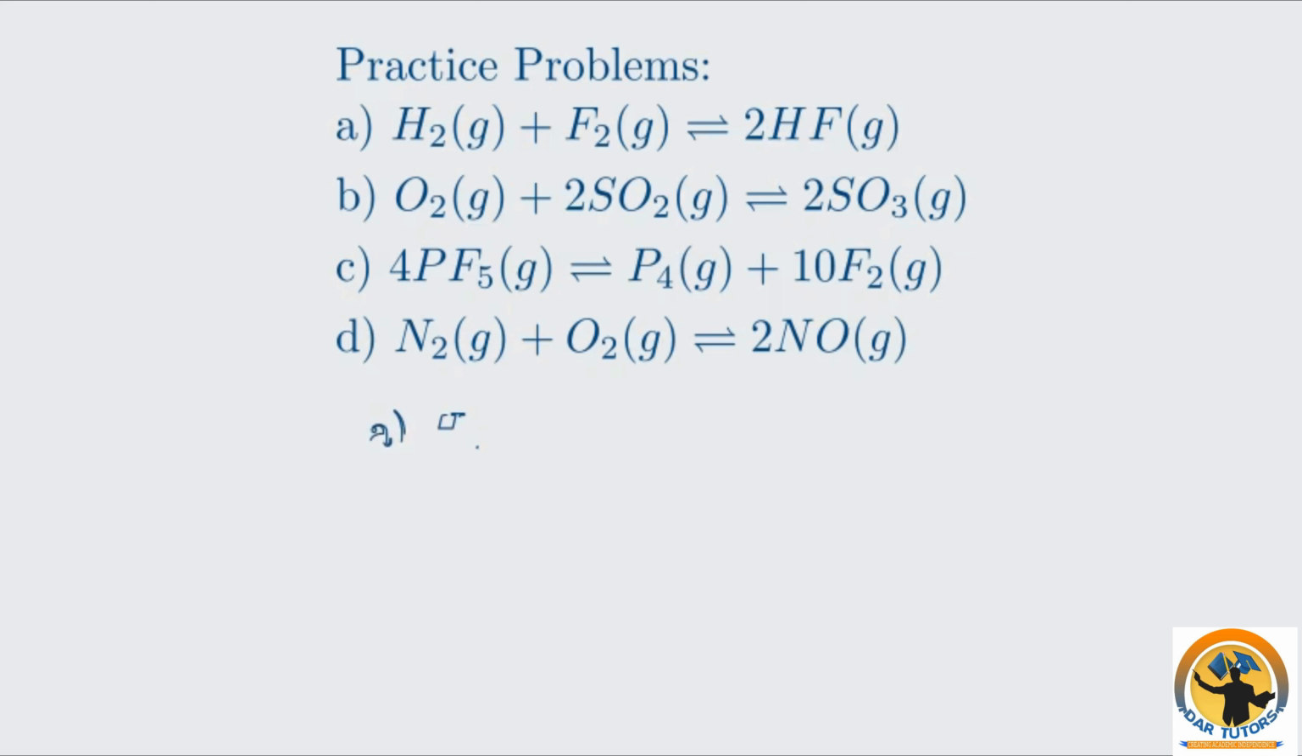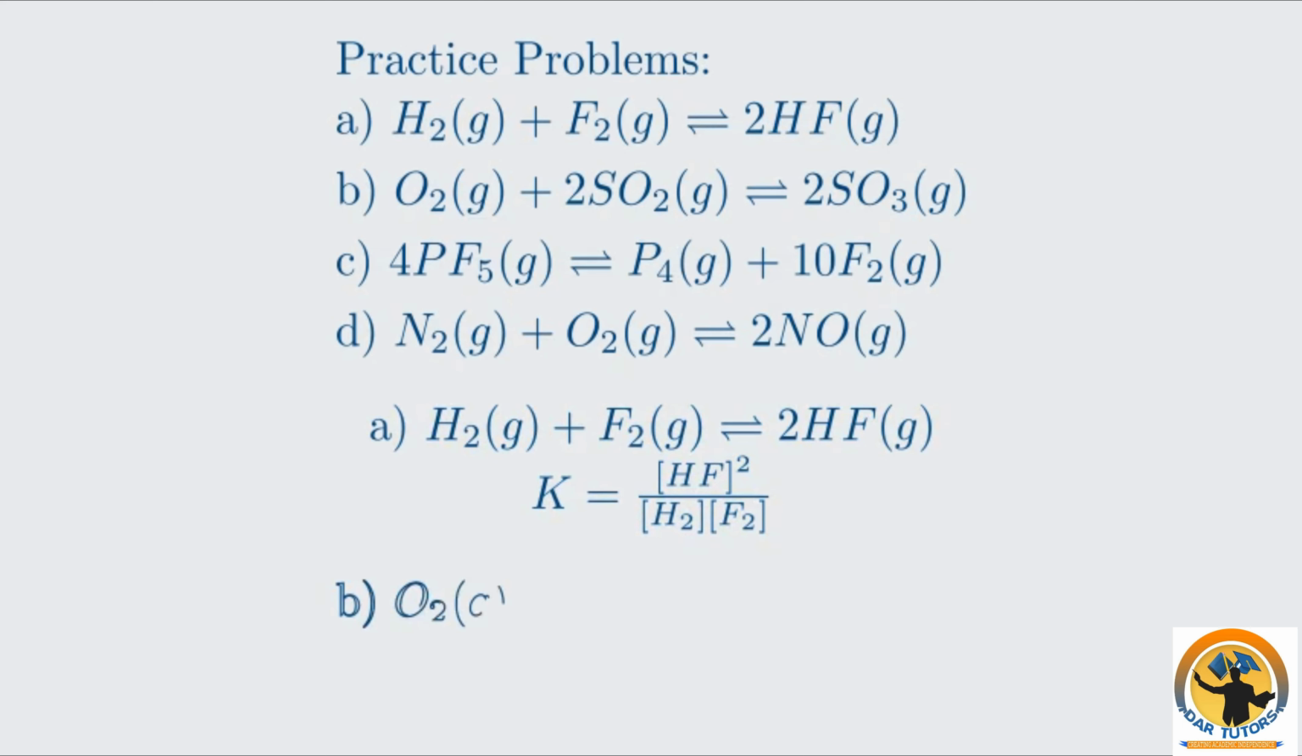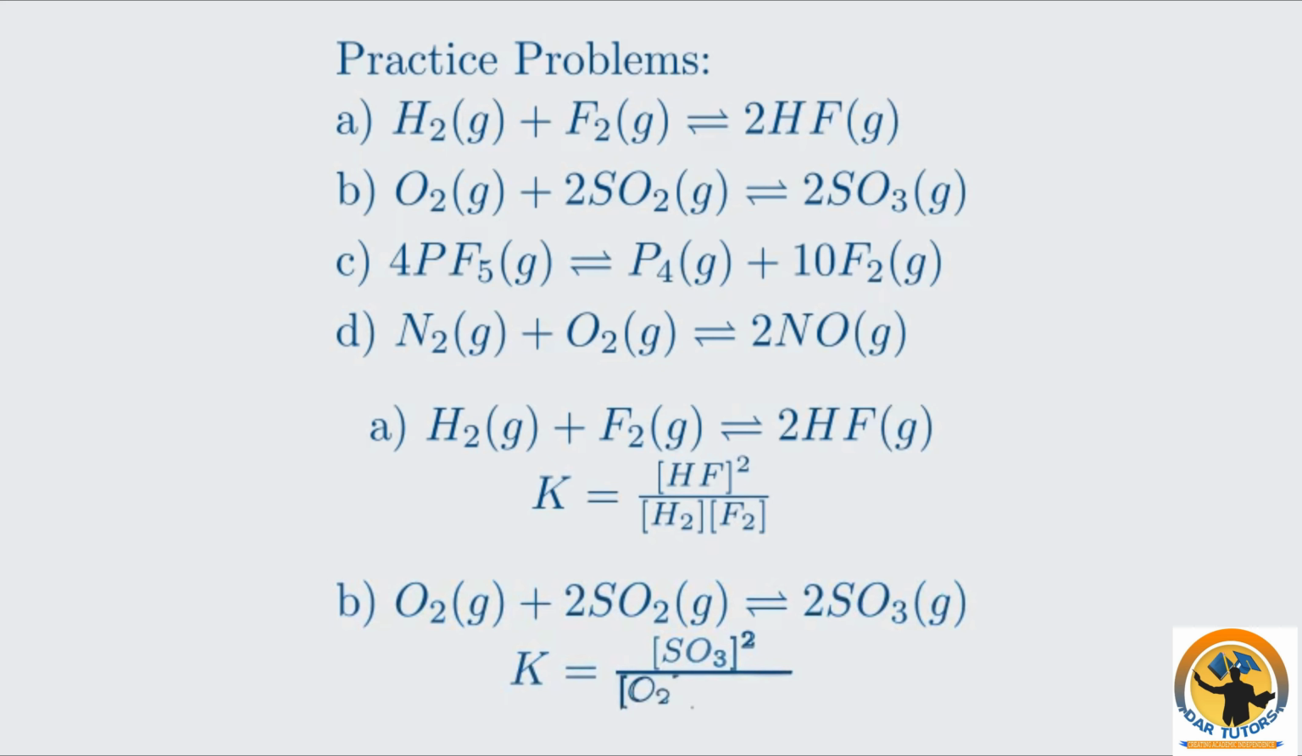For the first reaction, hydrogen and fluorine forming hydrogen fluoride, the expression is concentration of HF squared, divided by concentration of H2 times concentration of F2. Next, the synthesis of sulfur trioxide. The expression is concentration of SO3 squared, divided by concentration of O2 times concentration of SO2 squared.